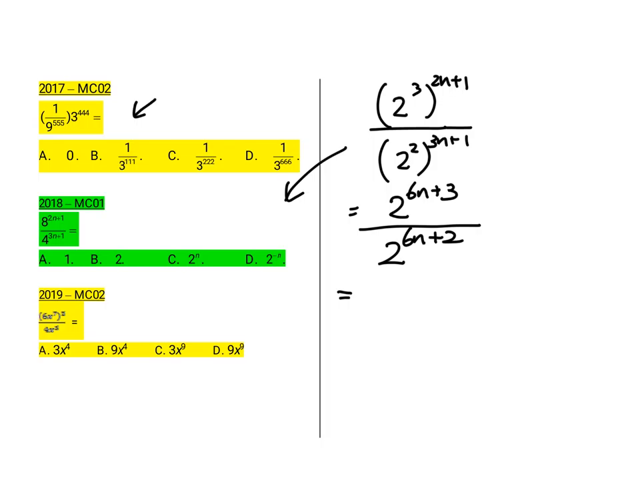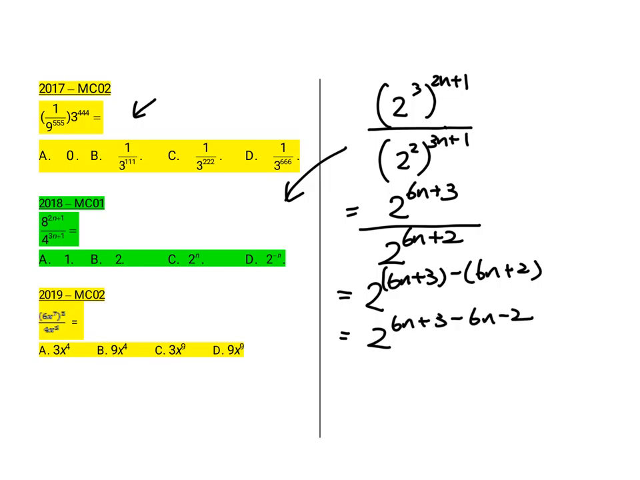Okay, 你發現，一個係 6n 加 2，一個 6n 加 3，其實真係爭幾多個？如果你睇到嘅，你可以直接寫答案，但係如果你睇唔到，唔緊要，除即係代表減。Okay, so you will have 6n plus 3 minus 6n minus 2. Okay, you have the negative. So you will have 2 to the power 6n minus 6n, and then 3 minus 2 would be 1. So would be 2 to the power 1.